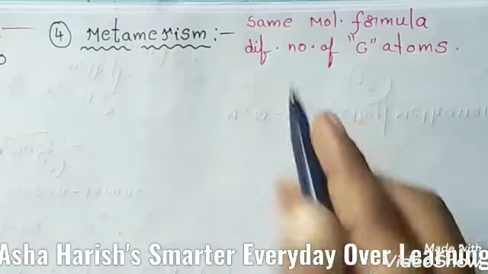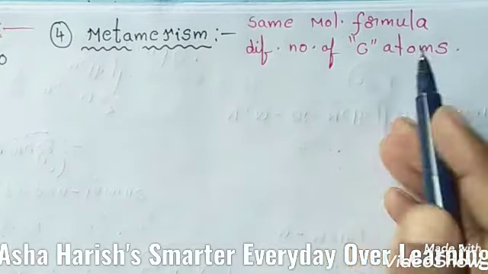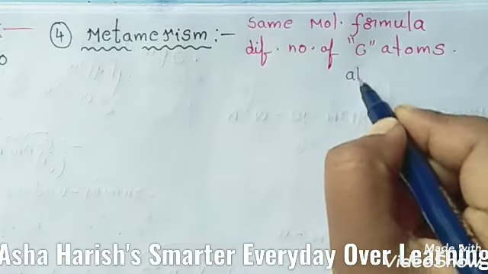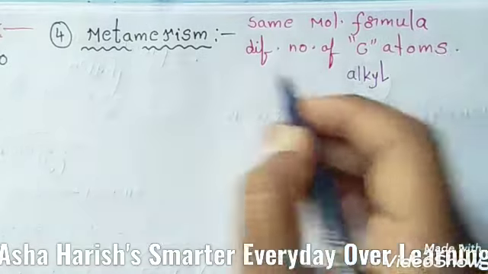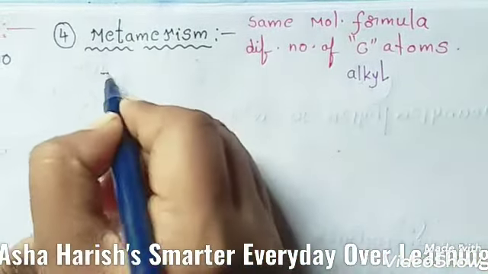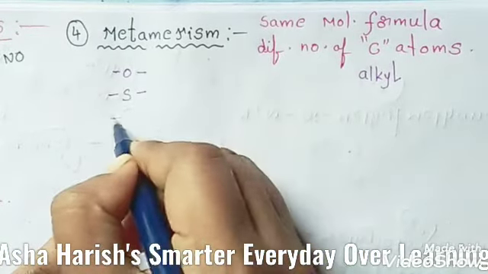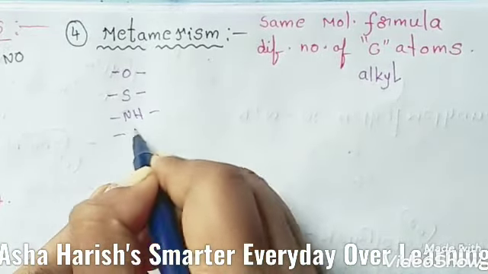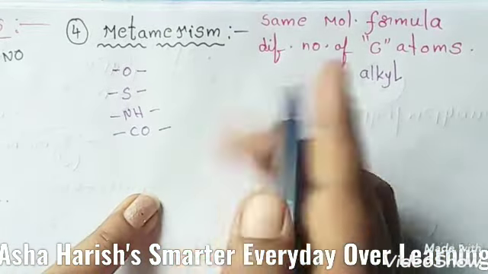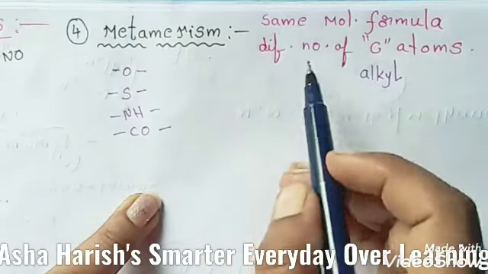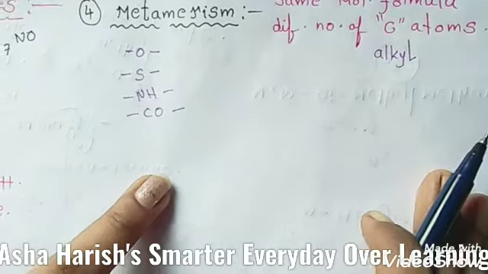Here is the definition you have to see. Compounds having the same molecular formula but different numbers of carbon atoms, also called alkyl groups, on either side of the functional group, just like this side of the functional group, like NH and CO. Okay, these are called metamers, and the phenomenon is called metamerism. Metamerism occurs among the members of the same homologous family.